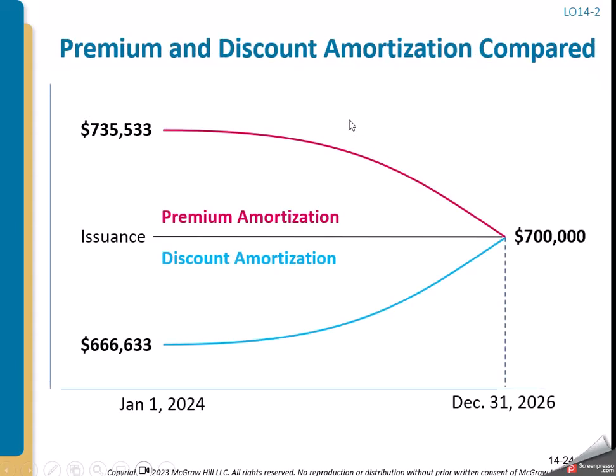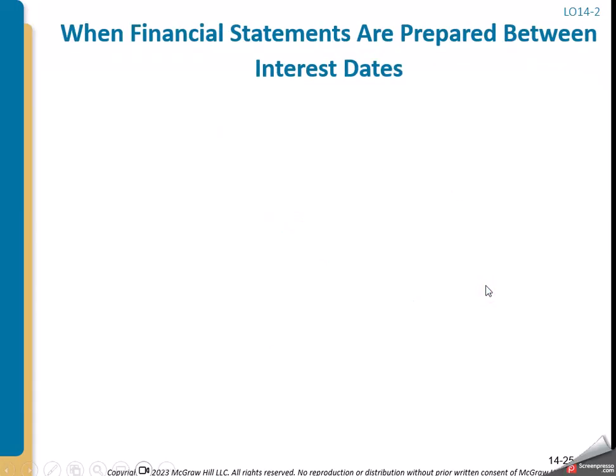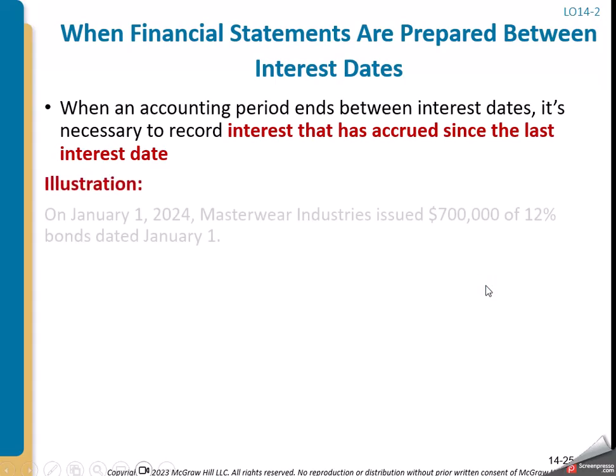And then here we see that whether we sell it at a premium or we sell it at a discount, as we amortize out those either premiums or discounts, both of them end at the 700,000, which is what they're legally required to pay the bondholders at the end.